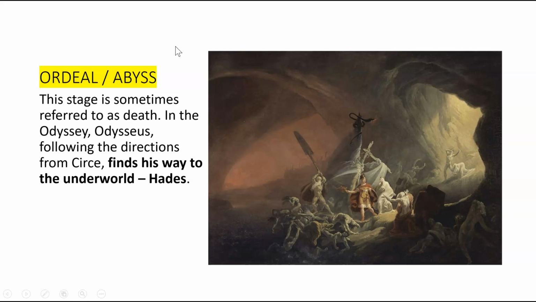That place is where they go next, and that is called the ordeal or abyss. It is sometimes referred to as death, and in this case, it is the literal land of the dead. Circe revealed a secret route to a secret place, and that is Hades. Obviously, any mortal can get to Hades. You just got to do one thing: die. Odysseus doesn't want to do that, so he finds this secret route to get to Hades.